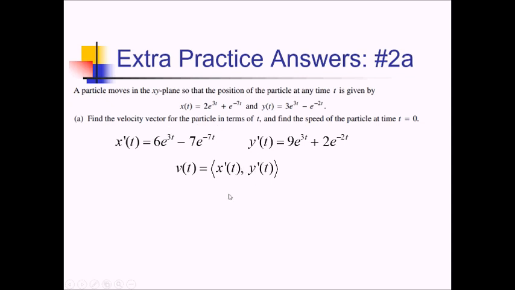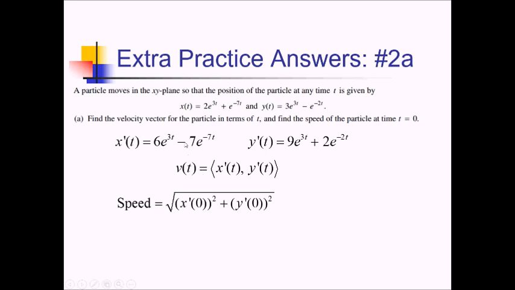Okay, so for the next thing, we need the speed at time 0. So our general setup for this, we're going to have to take the square root of x prime of 0 squared plus y prime of 0 squared. Now, looking at x and y prime, this looks a little bit intimidating at first. I mean, you have to plug it in here, you got to square it, you got to add it, square root. There's a lot going on, but let's take it one step at a time.